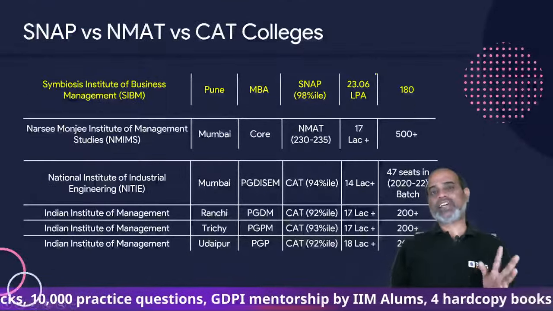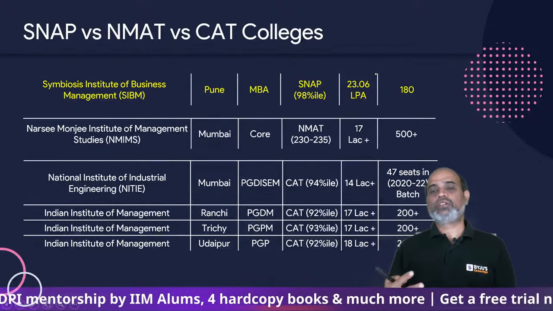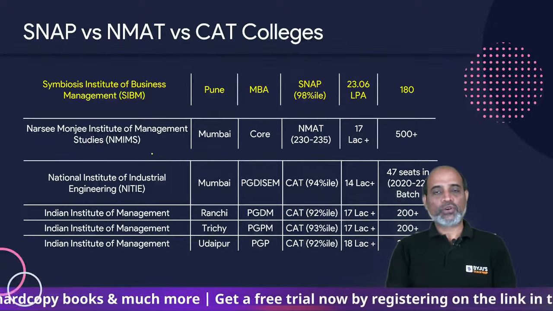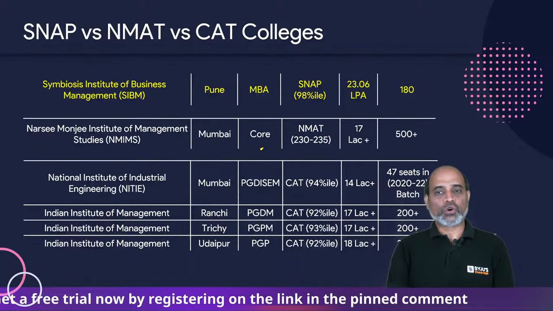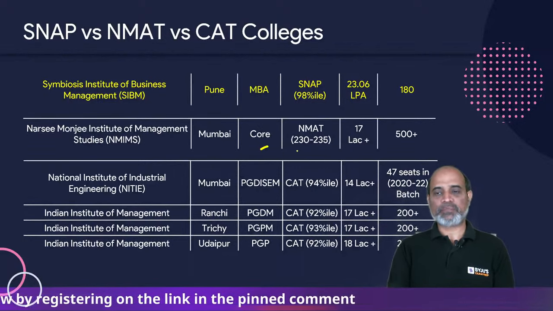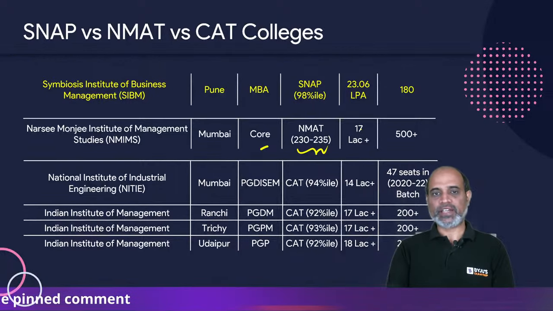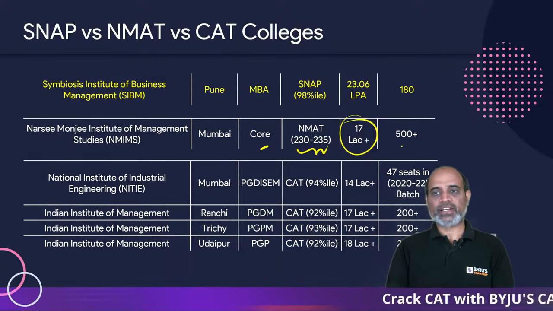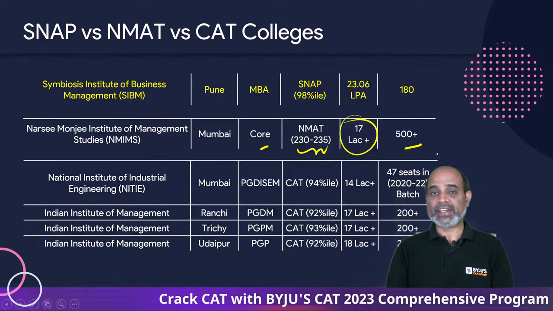Now, the three exams, SNAP, NMAT and CAT. इन तीनों एग्जाम्स के कॉलेजेस के बीच का क्या रिलेशन है, how are they close, how do they differ. So if I look at NMIMS Mumbai, which is through NMAT, it gives you core MBA, and the SNAP percentile that you require is 230 to 235 to get into it. 17 lakh plus ये NMAT स्कोर है, SNAP का नहीं है. 70 lakh plus इसकी फीस होती है, and 500 plus students they get admitted.